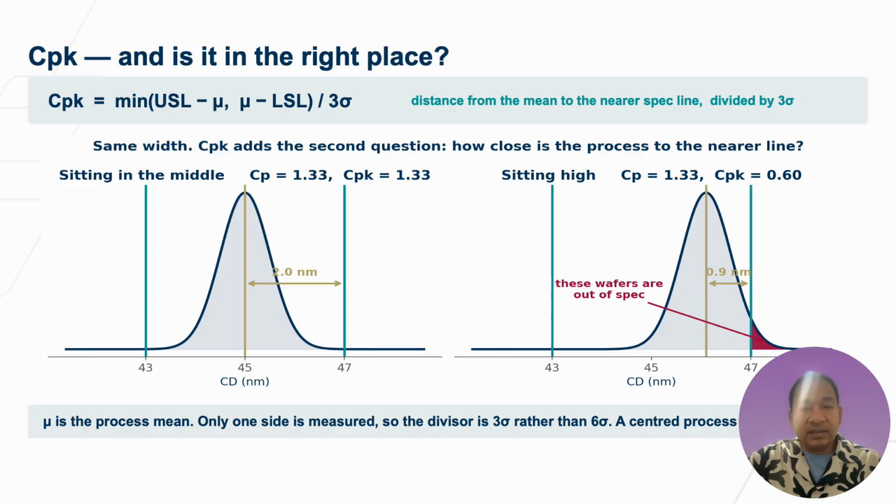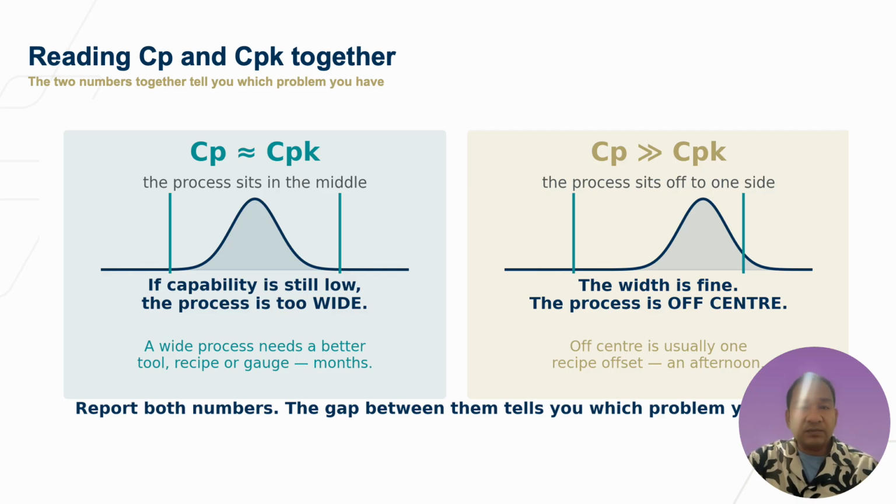CP is about the width; CPK is about the width and the position together. The genuinely useful move is to report both numbers and look at the gap between them. When CP and CPK are close, the process is sitting in the middle, so if the capability is still poor, the width itself is the problem, and width is expensive to fix. A better tool, a redeveloped recipe, an improved measurement system, months of work, sometimes capital.